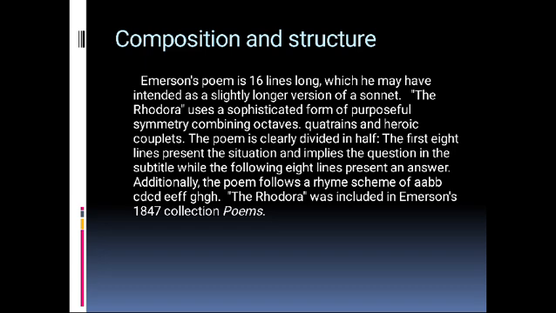Next, we are going to see the composition and structure of the poem. The Rhodora is a short poem of 18 lines, slightly a longer version of a sonnet, combining octaves, quatrains, and heroic couplets. The poem is clearly divided in half. The first 8 lines present the situation and imply the question in the subtitle, while the following lines present an answer. This poem contains the rhyme scheme of AABB, CDCD, EEFF, GHGH. The Rhodora was included in Emerson's 1847 poem collection.